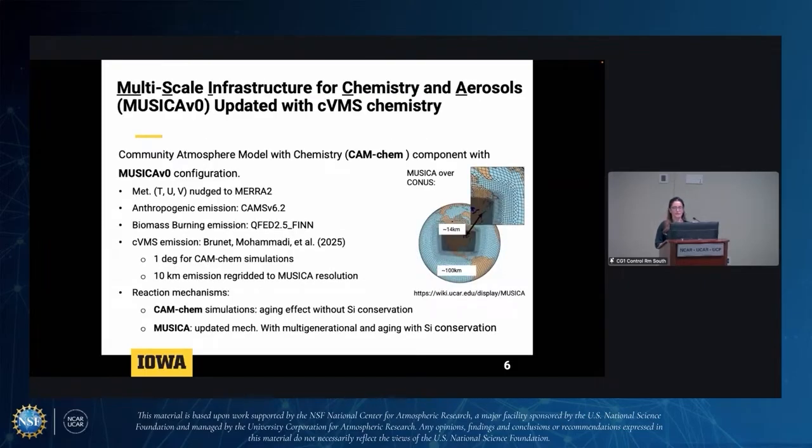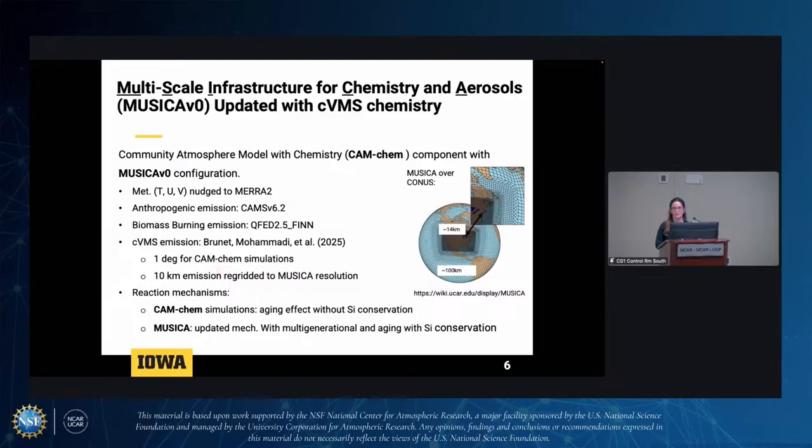Here is how we modified the MUSICA model. For the emission of VMS compounds, we use Brunei et al. 2025, who is another collaborator of this research. We just submitted the manuscript last week. And for this, I started the simulation with CAM-Chem because of the computational cost.